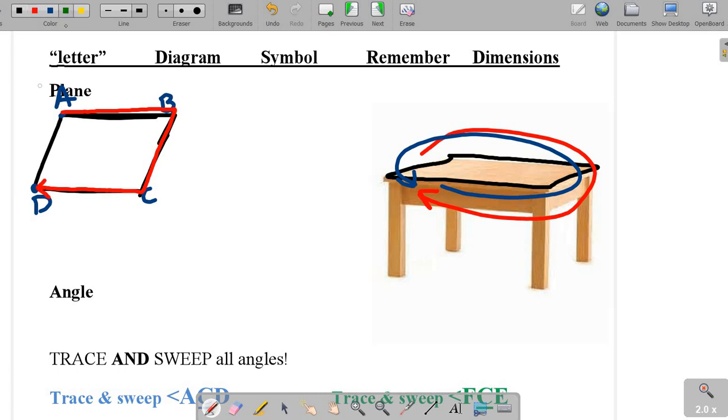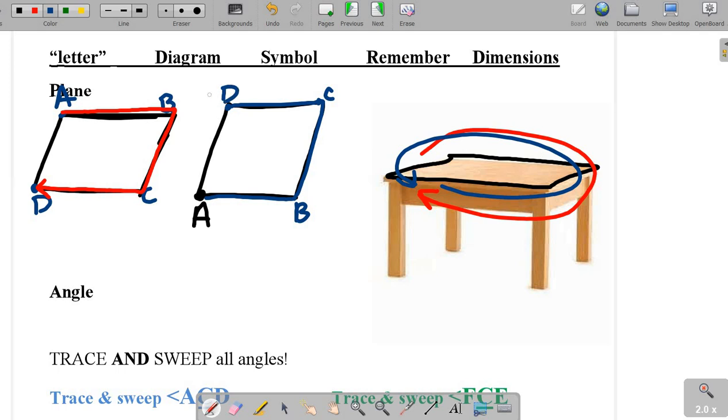Now I could have easily also named it going this way. It doesn't really matter where you start the A, but I could go counterclockwise like this: A, B, C, D. Notice I'm going counterclockwise. But you never name planes using a zigzag method. I would never name a plane like this: A, B, and then zigzag, C, D. What I just did was wrong. That's called the zigzag method. You always name going clockwise or counterclockwise.